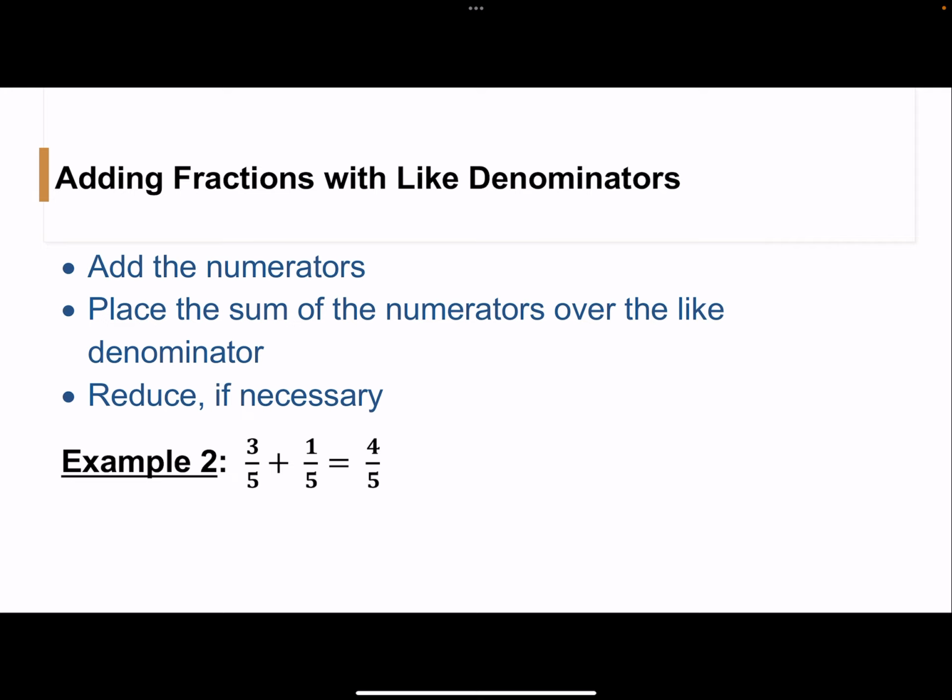So a simple example, like in example 2, adding 3/5 plus 1/5, I would keep my denominator of 5. It stays the same. And I add my numerators. 3 plus 1 equals 4. So we get 4/5. 4 and 5 are relatively prime. Remember, that means that there is no factor other than 1 that I can divide 4 and 5 by. So that is my final answer.